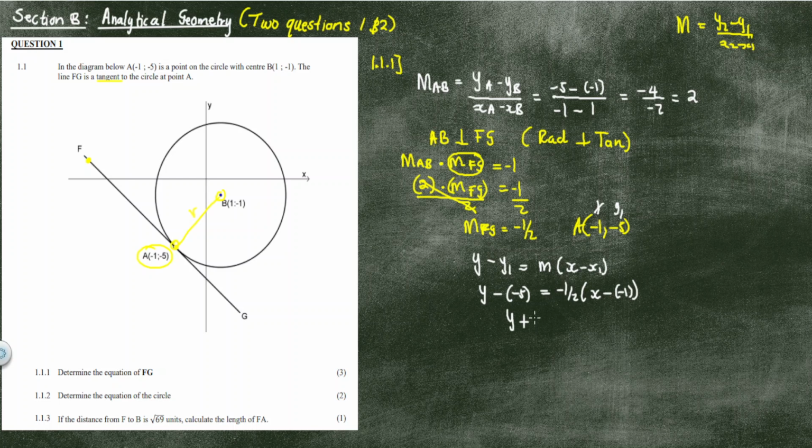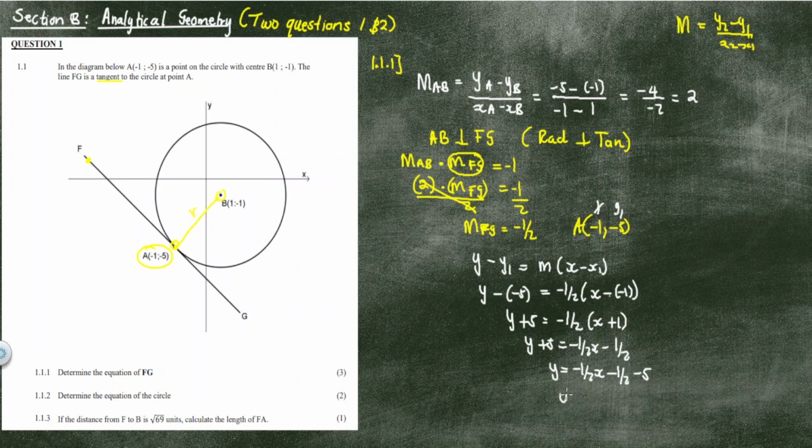So it's y plus 5 is equal to minus a half x. Negative times a negative, that's a positive. Then you simplify, it's plus 5 minus a half x minus 1 over 2. Then go about y minus 1 over 2 x minus 1 over 2. Then go about minus 5.